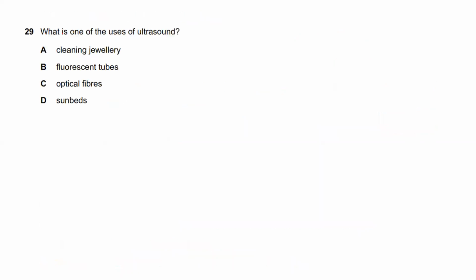Next question, question 29, which says, what is one of the uses of ultrasound? Cleaning jewelry? Yes. Ultrasound baths are used to clean utensils and jewelry. Fluorescence tubes? No, they do not require ultrasound. Similarly, optical fibers involve light sources, and light waves are transverse waves. There are no sound waves or longitudinal waves involved here. And then sunbeds, again, they are about solar radiation. So answer A is the right choice.